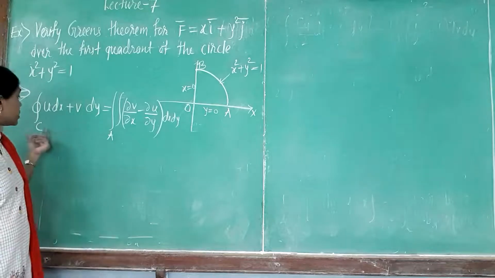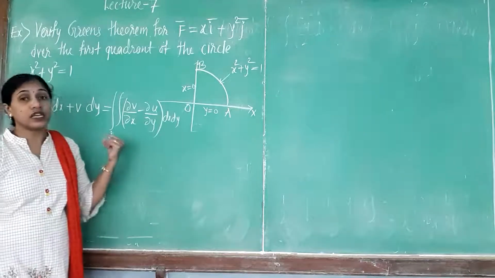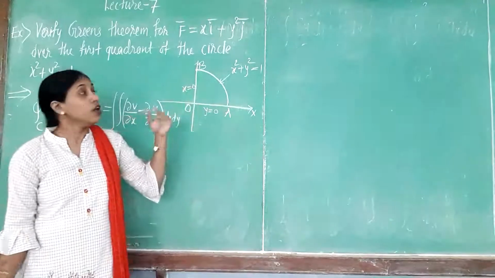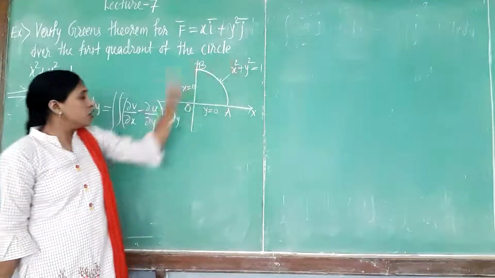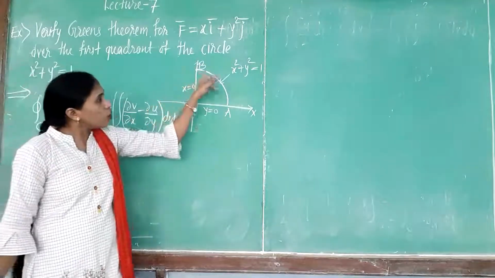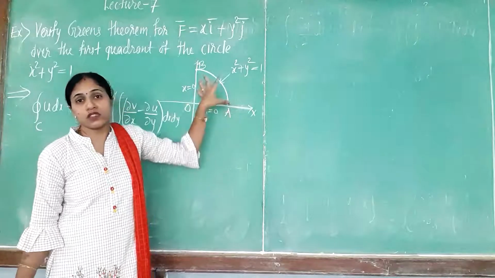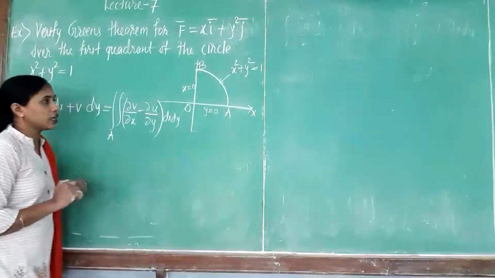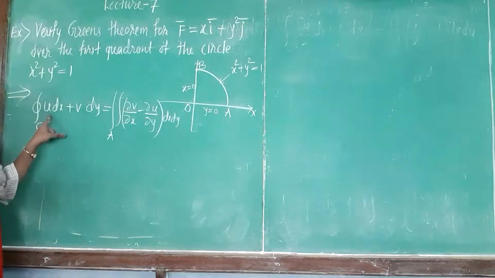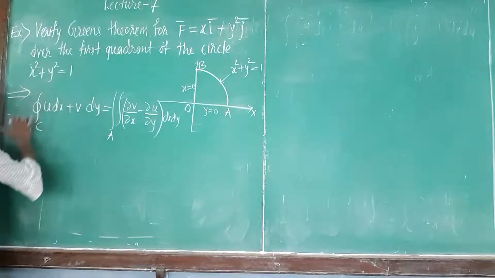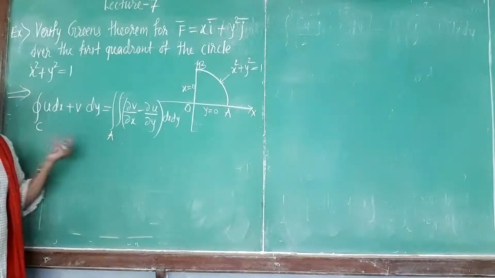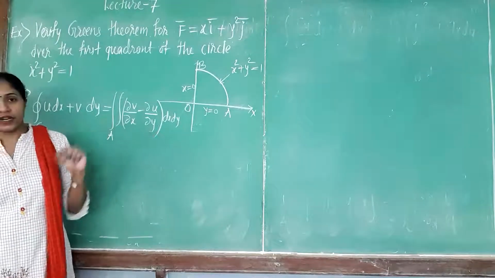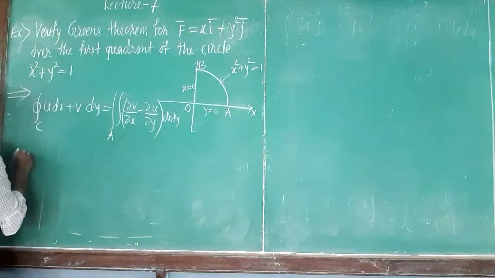Now what does this C represent? C is the region in the first quadrant, but it is a circle. So we draw the circle only in the first quadrant, because only this is our region of integration. For verification, we have to consider the left hand side and show that it is equal to the right hand side. Now we consider the right hand side first.